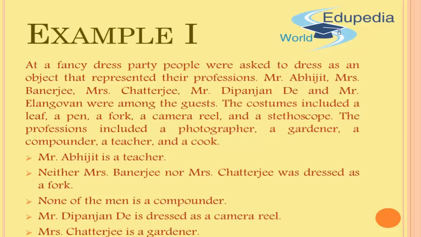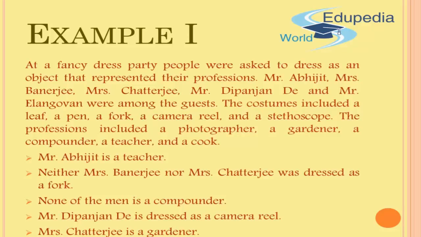Then I know that none of the men is a compounder. So I know that either Mrs. Banerjee is the compounder or Mrs. Chatterjee is the compounder. Clue number 4 tells me that Mr. Dipanjan Dey is dressed as a camera reel. So now it's even more easy for me. I know that the women are not dressed as a fork. So Mr. Abhijit has already been designated as a teacher. So of course the fork is either Dipanjan Dey or Mr. Elangovan. Now I know that Mr. Dipanjan Dey is dressed as a camera reel. So of course Mr. Elangovan has to be dressed as a fork.